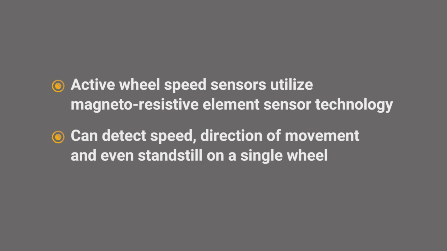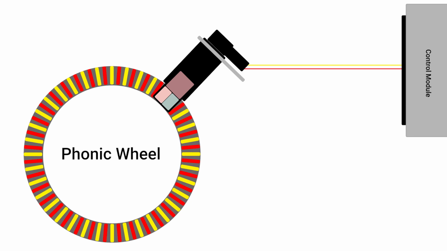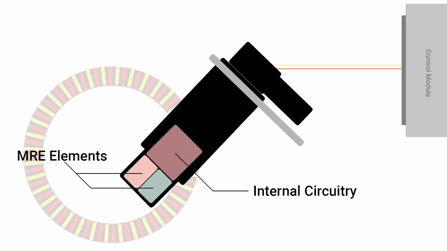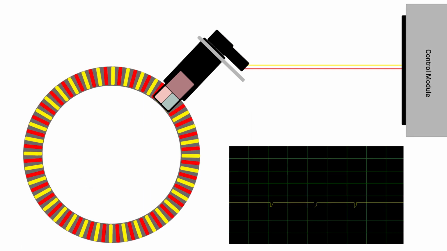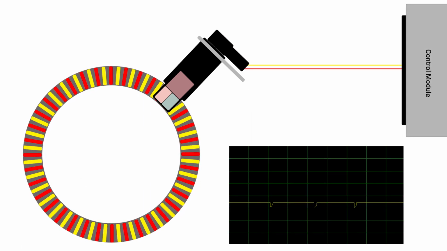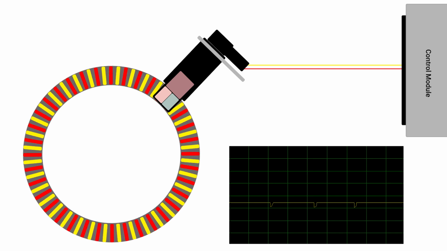Active wheel speed sensors utilize magneto resistive element sensor technology to detect speed, direction of movement, and even standstill on a single wheel. The sensor monitors an encoder or phonic wheel using two magneto resistive elements alongside internal circuitry to interpret the data and sends a signal to the traction control or brake control module. This signal can be used to determine if a single wheel is stationary, moving forward, or reverse.